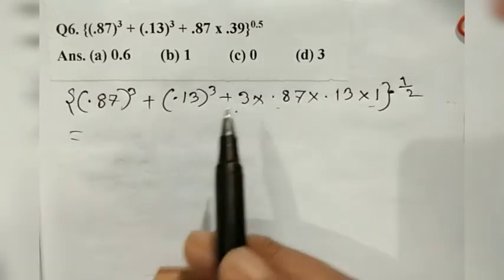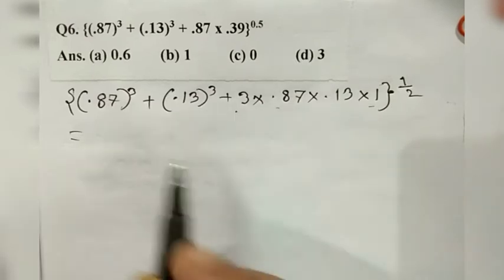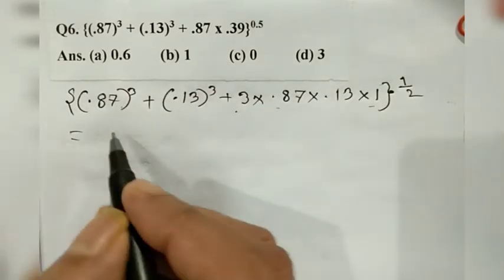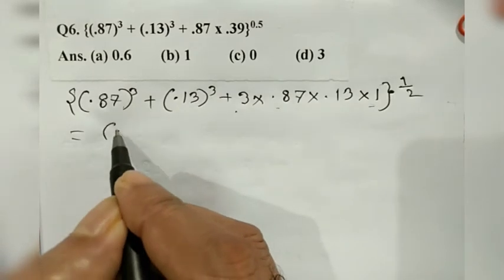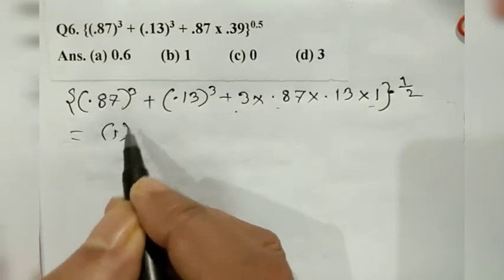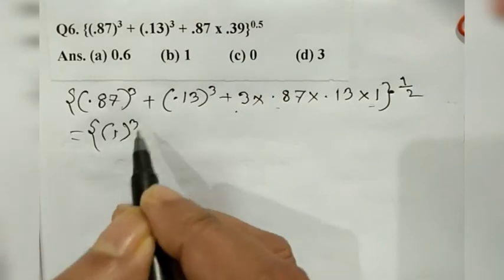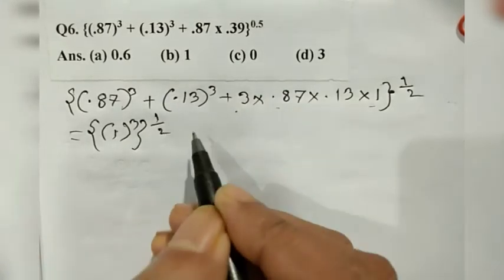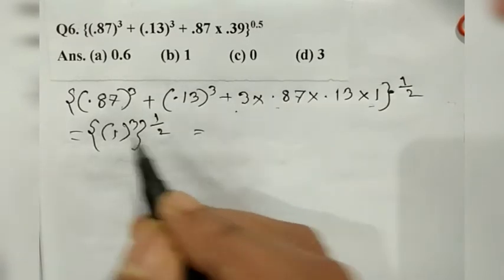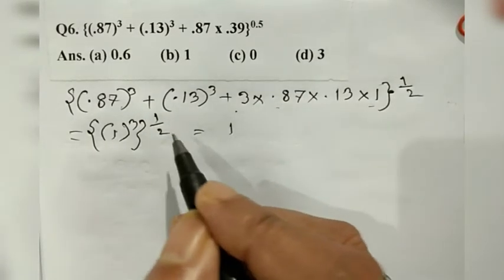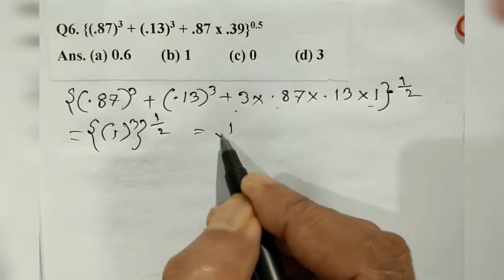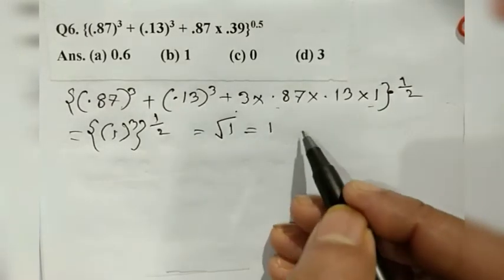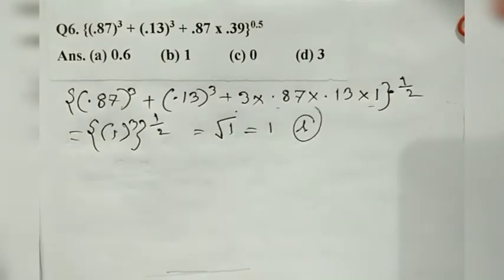Then A cube plus B cube plus 3AB into A plus B means A plus B whole cube. A plus B means 1. 1 cube, power 1 by 2. 1 whole cube means 1. Power 1 by 2 means root 1 equal to 1. Answer is B.